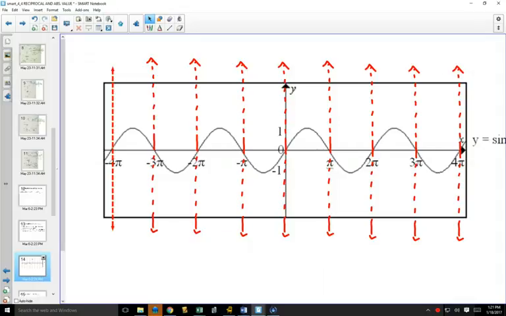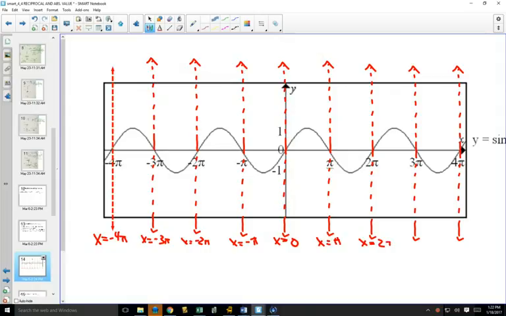How many vertical asymptotes in total will cosecant have? Infinite. So if we labeled them all, this one is x equals negative 4 pi, x equals negative 3 pi, x equals negative 2 pi, x equals negative pi, x equals 0, x equals pi, x equals 2 pi, x equals 3 pi, and x equals 4 pi.